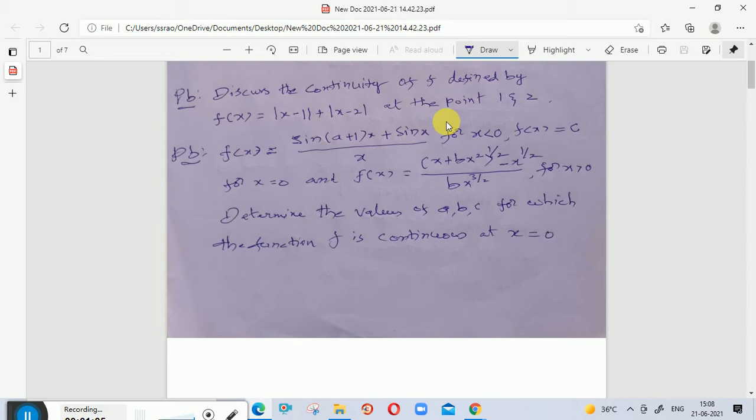Solution of first problem. So let it be problem number 1. This is problem number 2. Solution of problem number 1. Given function f of x is equal to modulus of x minus 1 plus modulus of x minus 2.